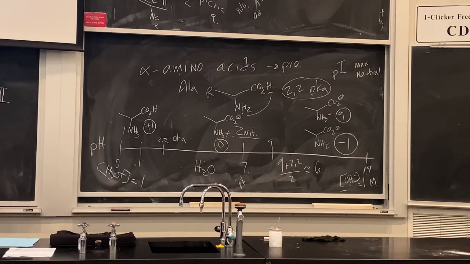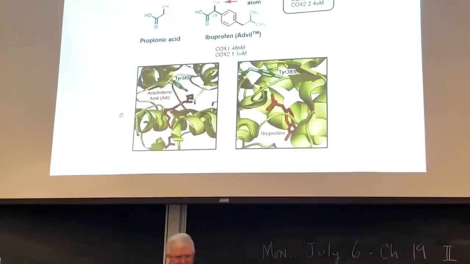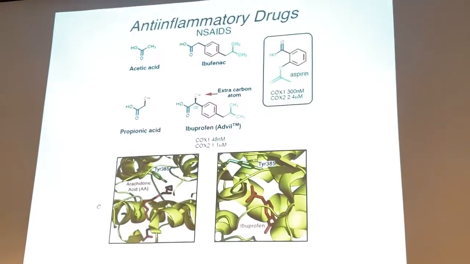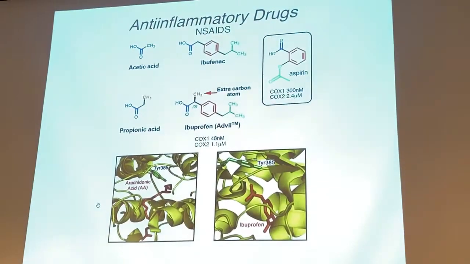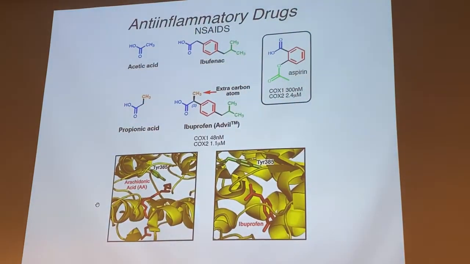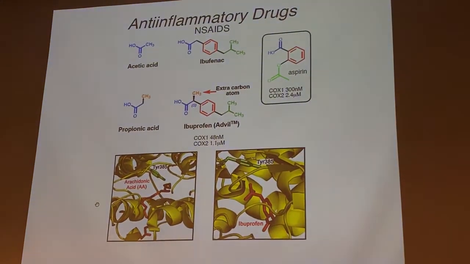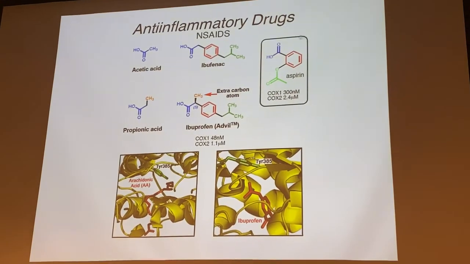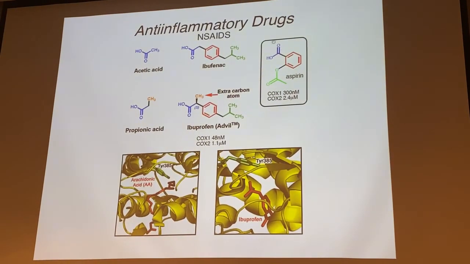All right, let's go back up here on the board and look at some of the applications of carboxylic acids. Yes, they're all over the place in biology and in medicine. There's a number of carboxylic acids that are therapeutic drugs. We have bufenac here and ibuprofen or Advil. Some of you have probably taken that. Of course, aspirin. A lot of you have taken that. And you've got a carboxylic acid. So that can ionize, right?